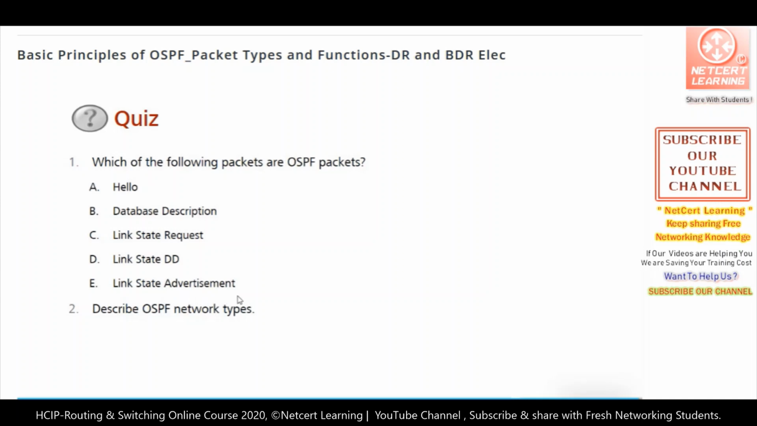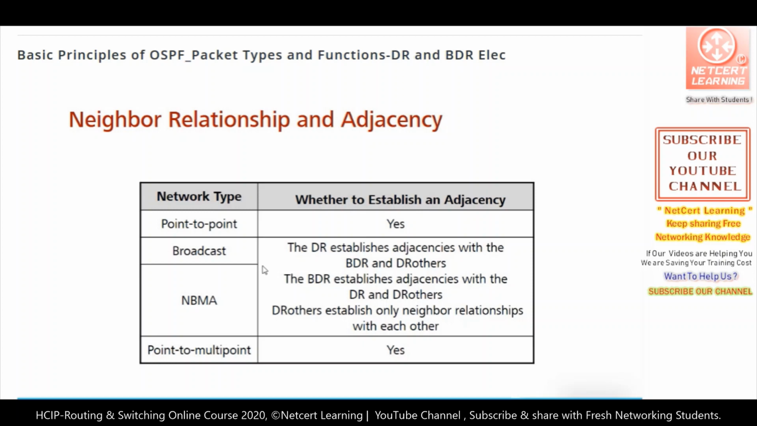Now second question, describe the OSPF network types. We described them early on. We have point-to-point, broadcast, NBMA, and point-to-multipoint.